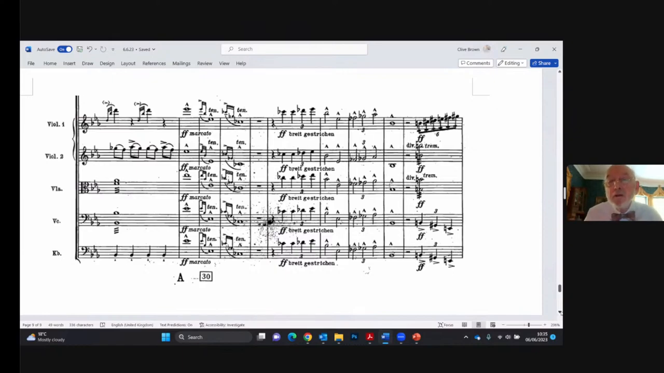So probably just not using that last quarter of the bow towards the frog very much at all. So those are just a few thoughts that I have about the performing practices.